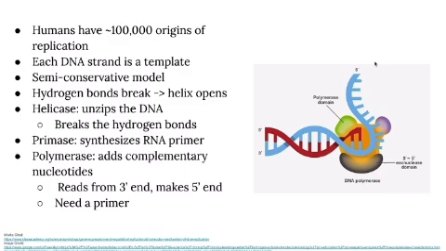Polymerase reads the bases from the original strand and places its complement onto the new strand. So, for example, if on the old strand there is an adenosine base, polymerase will build a thymine.